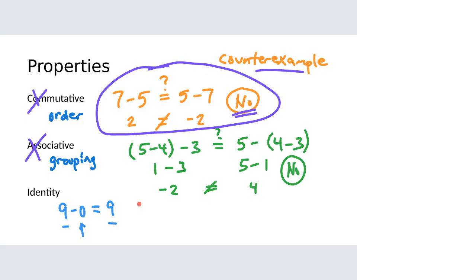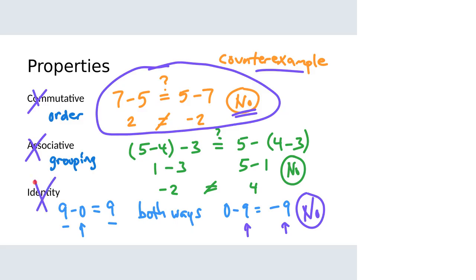But in order to have an identity property, this has to work both ways. And so then I go 0 minus 9, and I get negative 9. In this case, I subtracted positive 9, but I ended up with negative 9. The thing that I subtracted and the thing that I ended up with are not the same as each other. So again, nope, that does not work. There's no identity property for subtraction.